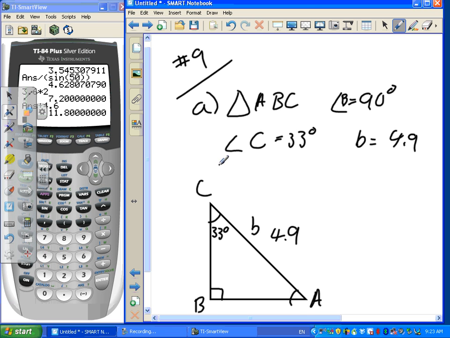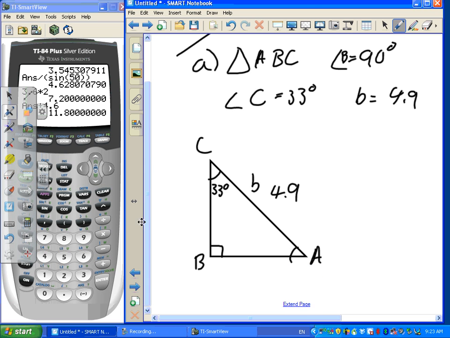The question says to solve the triangle. So, to solve the triangle, what are they looking for in this question then? They're looking for everything. So they want what the other angle is going to be. They'd also like this side between B and A and the side between B and C. So in other words, our side A and our side C. So first of all, I can solve angle A very quickly. What do I have to do?